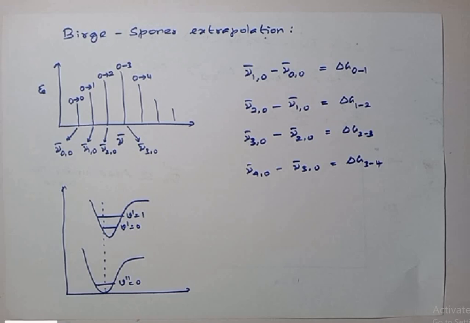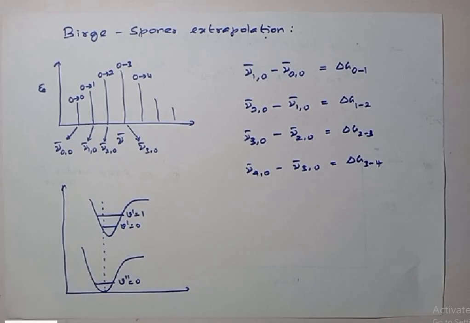We are going to discuss the Birge-Sponer extrapolation method. This is another method available to find the dissociation energy of a diatomic molecule in the excited state. From the electronic spectrum, we can find the dissociation energy of the molecule in the excited state. Using the IR spectrum or the Raman spectrum, we can find the dissociation energy of a diatomic molecule in the ground electronic state.